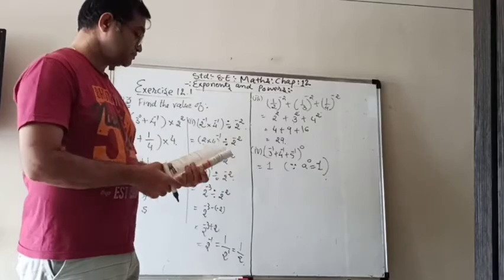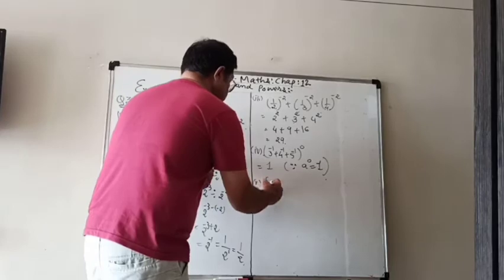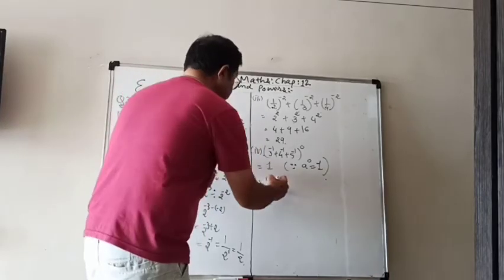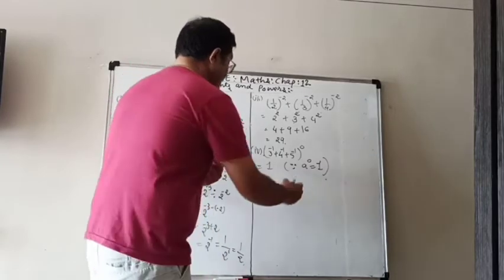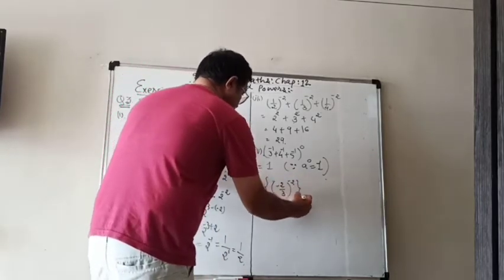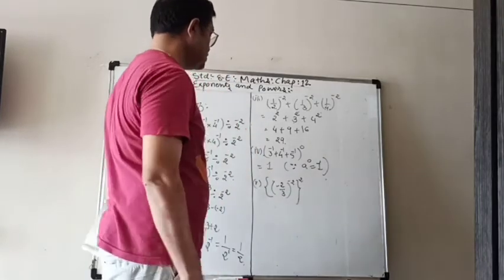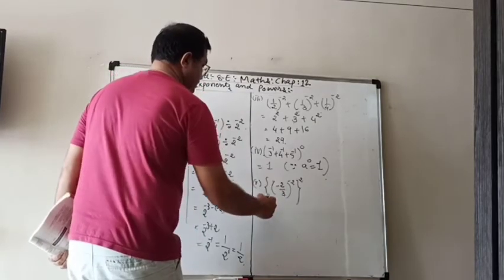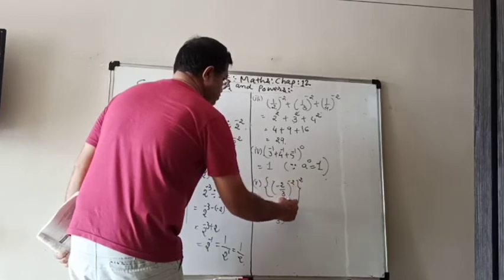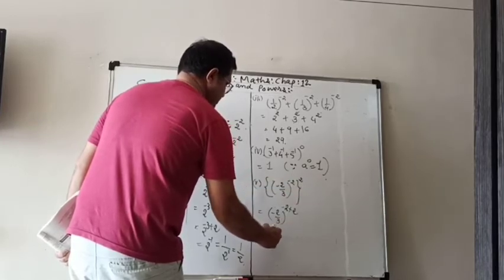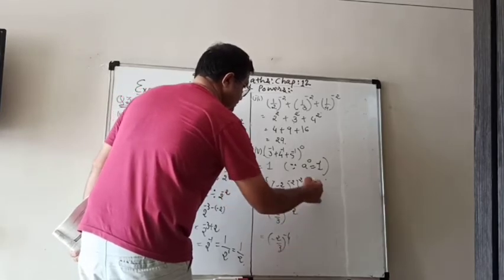And then, now the last one. There is a big bracket, then a small bracket, minus 2 upon 3, power minus 2, and again power 2. So first of all we will do power of power. So minus 2 upon 3 raised to minus 2 into 2. That is minus 2 upon 3 to the minus 4.